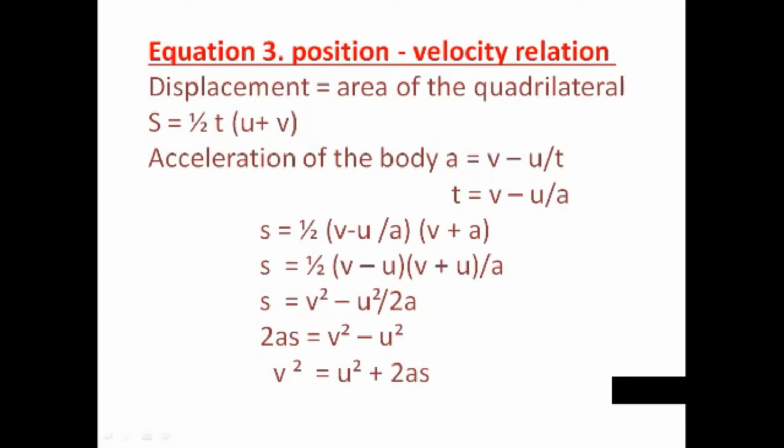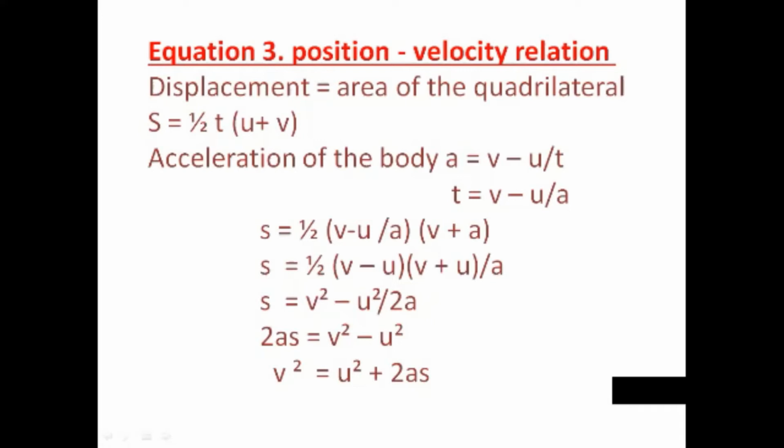So the acceleration of the body is A is equal to V minus U by T. Acceleration is equal to change in velocity divided by time, that is the final velocity minus the initial velocity divided by T. From here, we get an equation for time: T is equal to V minus U divided by A. And we substitute T in the equation S is equal to half T into U plus V.